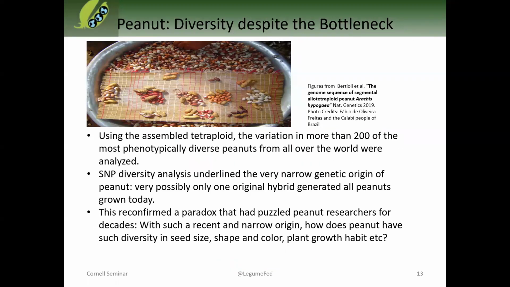So one of the interesting things about peanut is that because of this extreme genetic bottleneck that it went through, they think that there was essentially a single hybridization event that ended up propagating into all of the cultivars that we have today. So it's very non-diverse from a traditional allelic sense, but phenotypically there's quite a bit of diversity associated with things. And so this was a question for people as to how it is possible for such a limited genetic base to generate all of this phenotypic diversity.